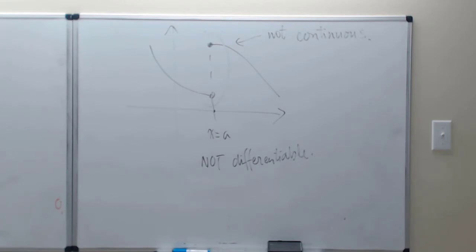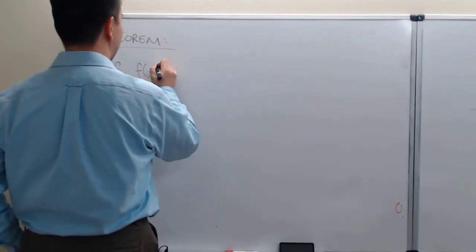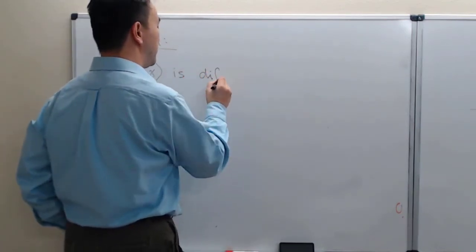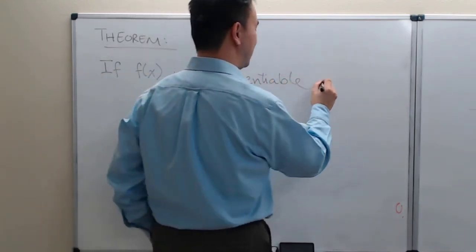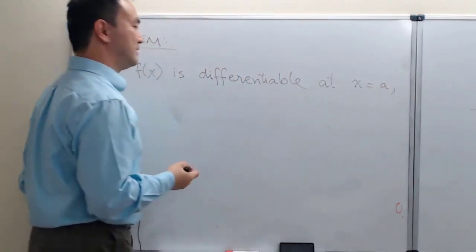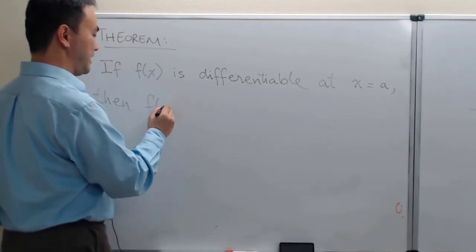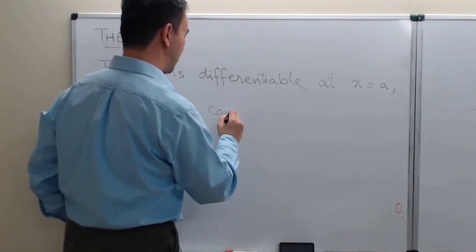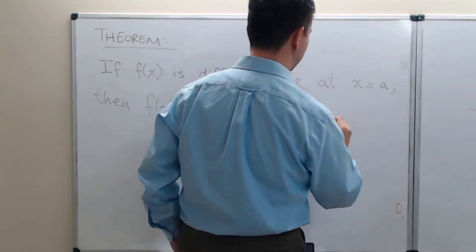Our theorem says: if f of x is differentiable at a value x equals a, then that consequently means f of x is continuous at x equals a as well.